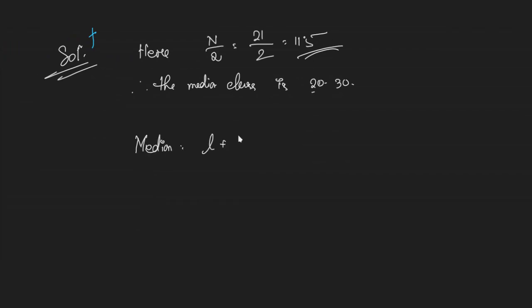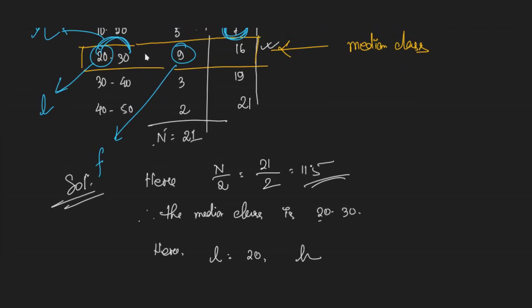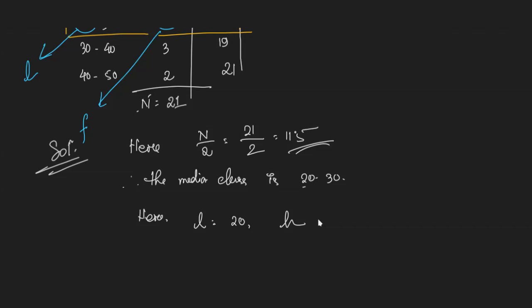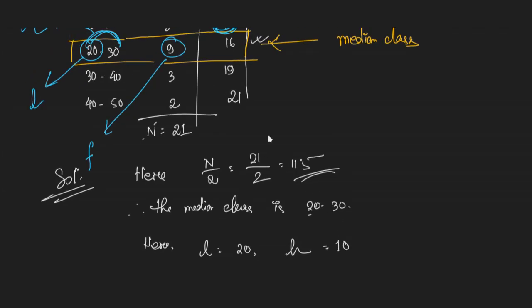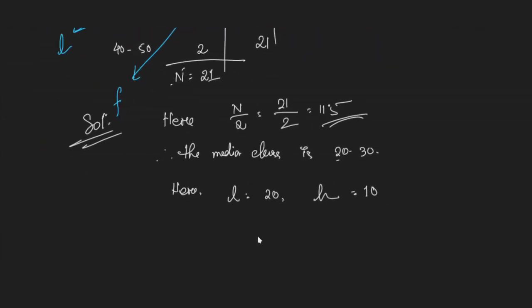L plus... Before this, we wrote the values. The median class is here. What do we get? L is 20, right? H is the class gap, 20 to 30 means 10, so h is 10. This 9 is the f, right? The cumulative frequency is 7, so fc is 7 and f is 9.